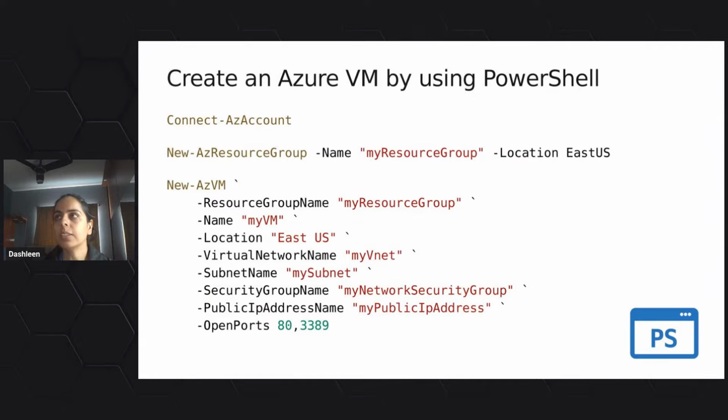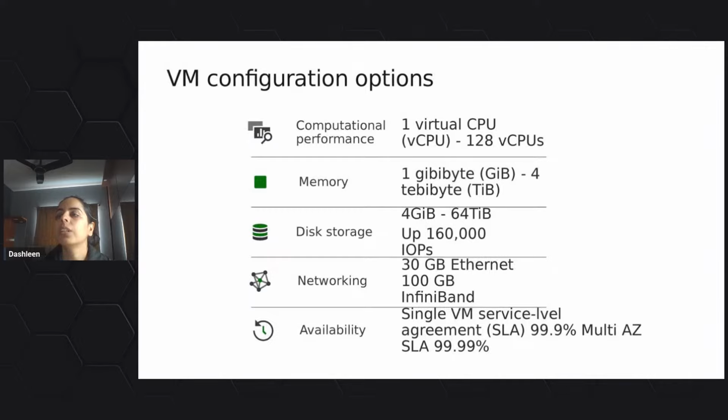Okay, this is a sample PowerShell on how to create Azure virtual machines. Now, there are configuration options while you create VMs, like memory, disk storage, networking, availability. Depending upon the service level agreement, that's the SLA, you get the uptime for your VM. Let's say you have two VMs, you'll get 99.9%. If you go with different zones of deployment, you get 99.99% of availability. You also have memory and disk storage to use, that depends upon the workloads that you are running.